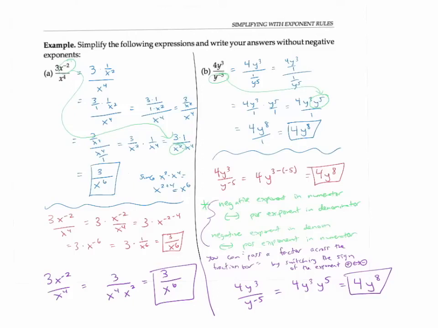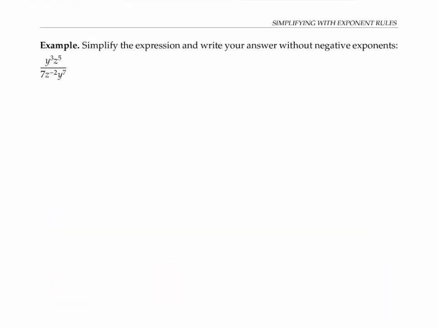We'll use this principle again in the next problems. In this example, notice that I have y's in the numerator and in the denominator, and also z's in the numerator and in the denominator. In order to simplify, I'm going to try to get all my y's either in the numerator or the denominator, and similarly for the z's. Since I have more y's in the denominator, let me move this y to the 3 downstairs and make it a y to the negative 3.